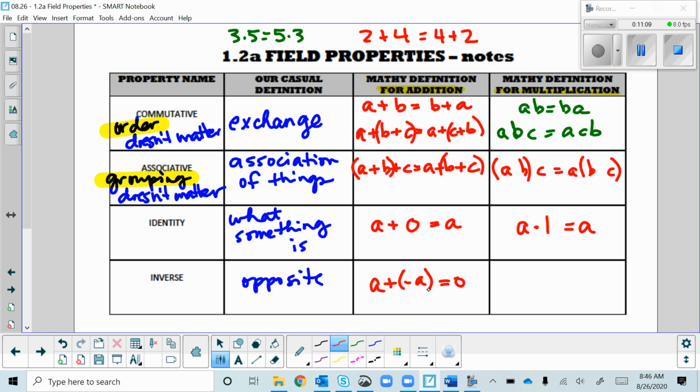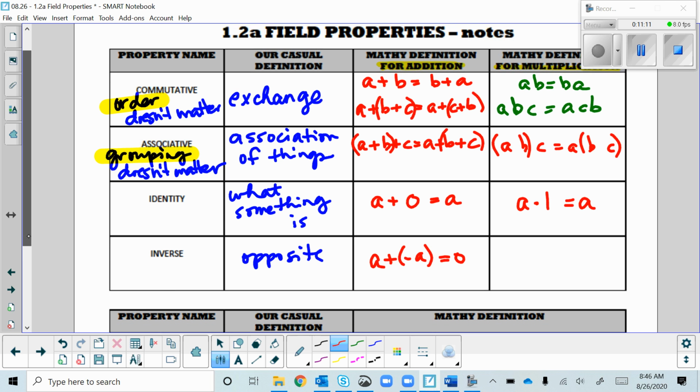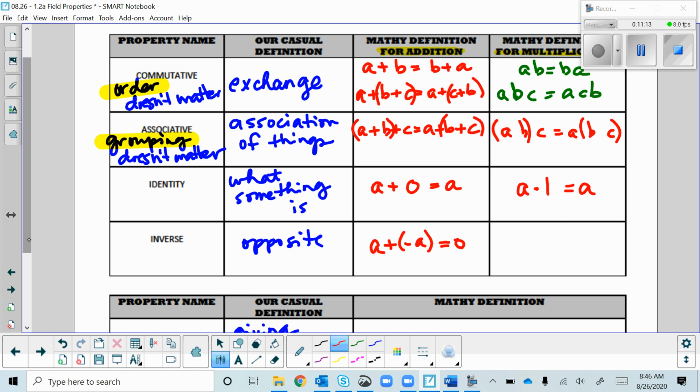This property we use when we're solving equations. Like if I have x plus 5 equals 7, and I want the x by itself, well then I want x plus 0, which is still x. So I add the opposite, which means subtract. And I know that when I add the inverse to 5, it cancels out and leaves nothing. And this property tells me I can do that.